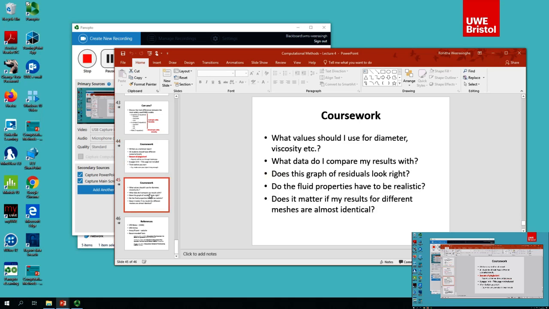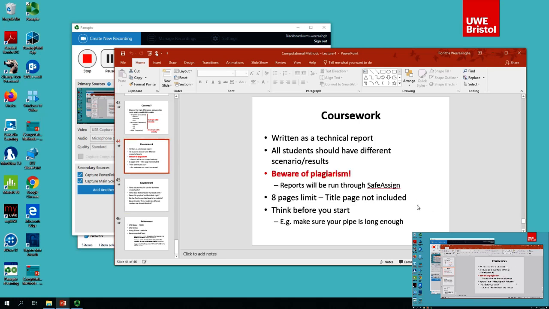And a brief note about your coursework. Use Safer Sign for the plagiarism test yourselves. We don't want to find out that you have copied from your neighbor, or that you have just copied some text from Google. So you don't want to find that out. Find it out yourself and do it properly. Okay.